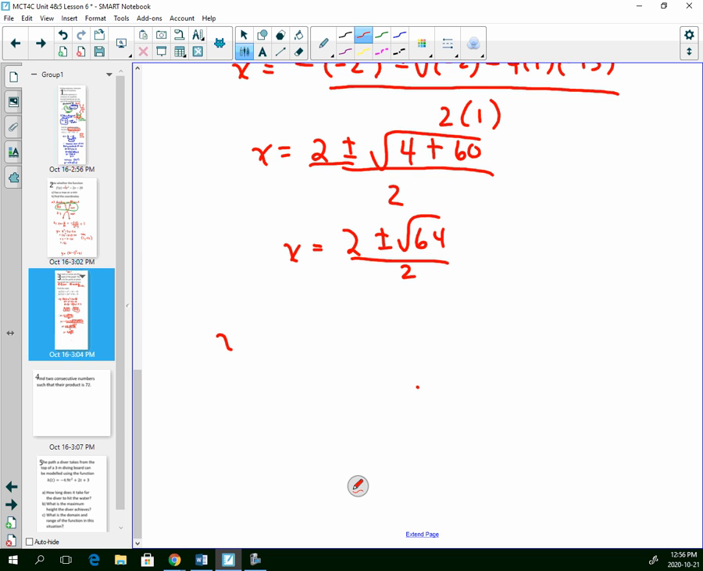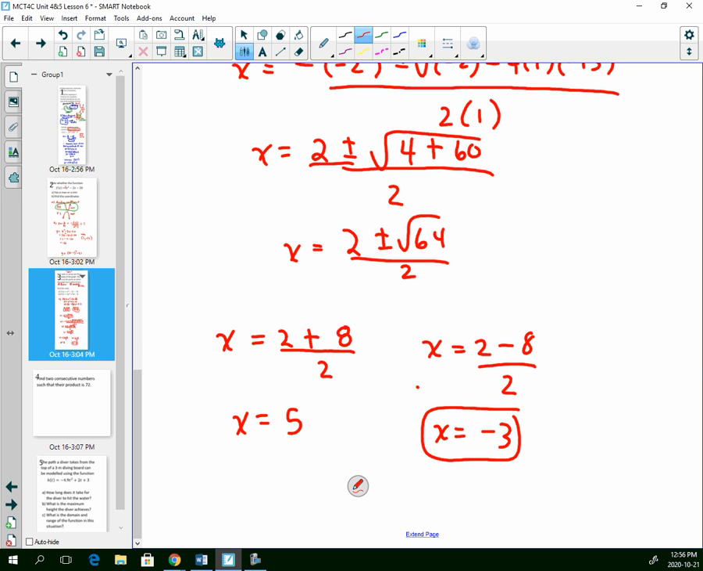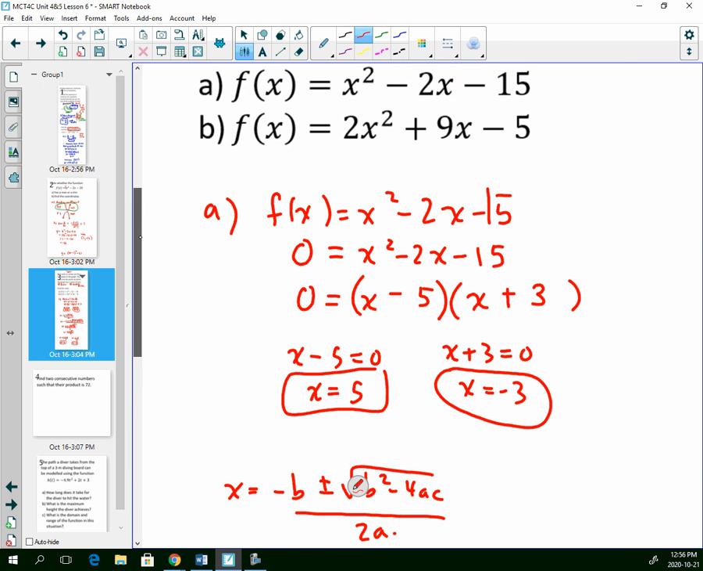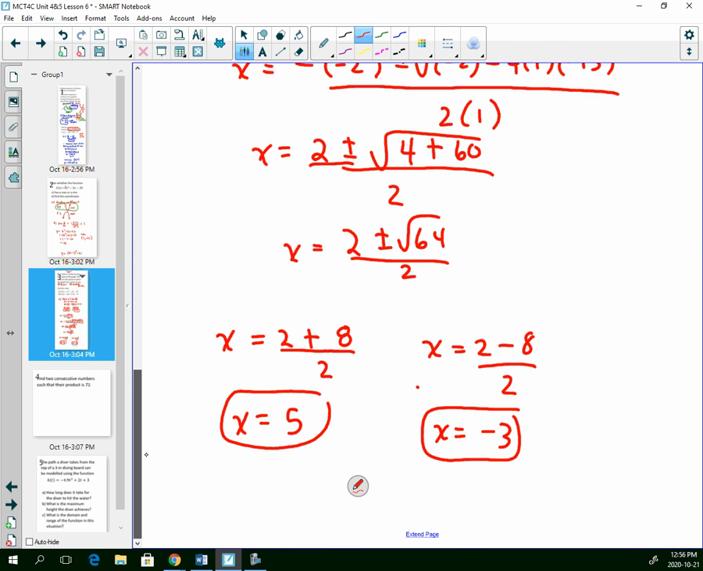So we have two roots. We have 2 plus root 64, which is 8, so that gives me 10 divided by 2 is 5. And then we have 2 minus root 64, so minus 8, which is negative 6, divided by 2 is negative 3. Okay, so you'll see that whether you factor, 5 and negative 3, or whether you use the quadratic formula, you're going to get the same result.